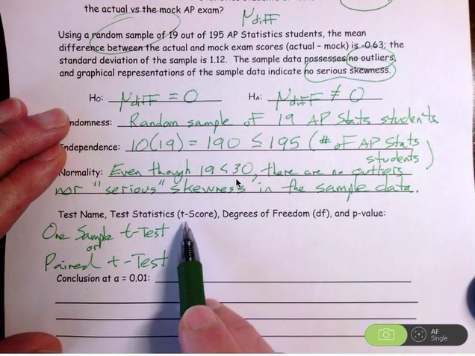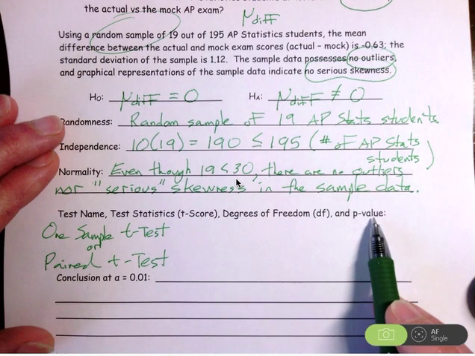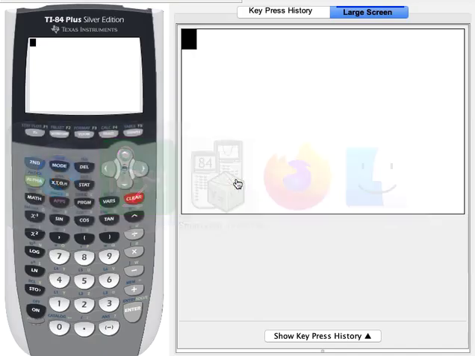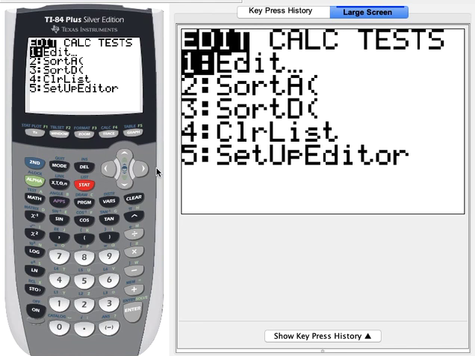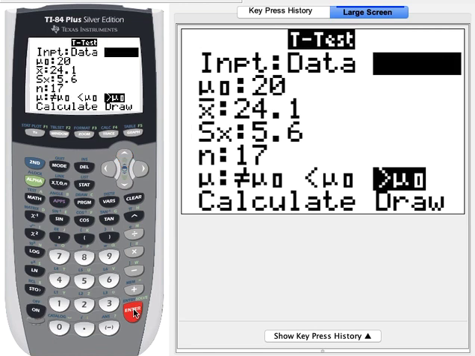So I still need to describe the t-score, the degrees of freedom, the p-value. We can get all of that off of our calculator, no problem. This time I have not entered the data into the calculator, so we're just going to use the regular t-test option. It doesn't matter whether it's a one sample or a paired t-test. Either way, it's just a t-test. We're going to enter our statistics because I didn't enter the data into a list in the calculator.